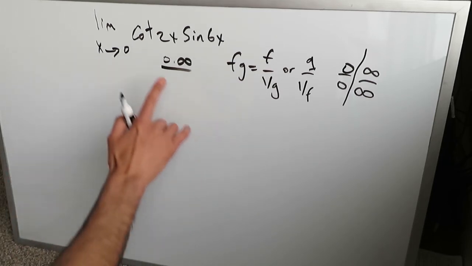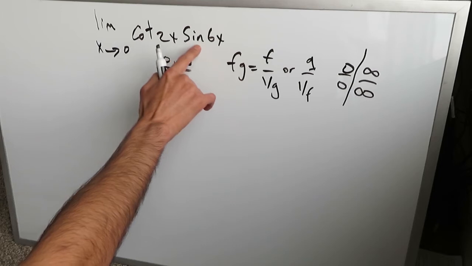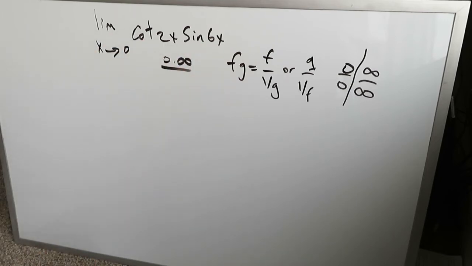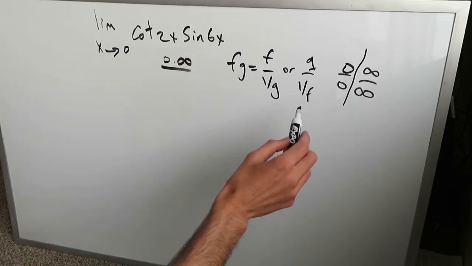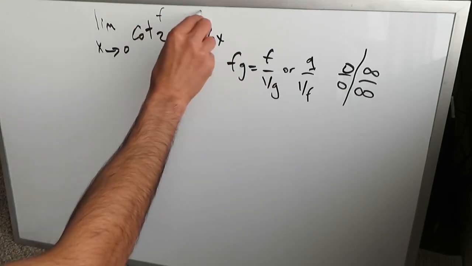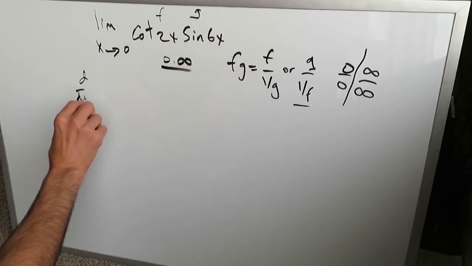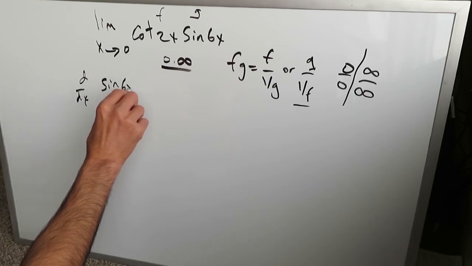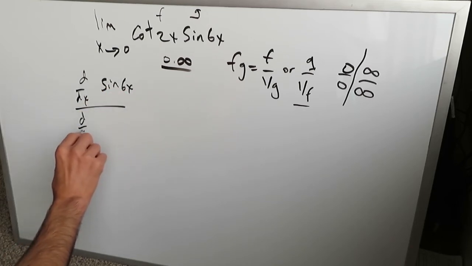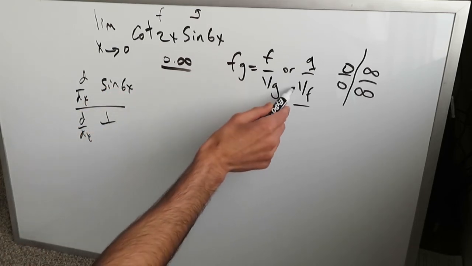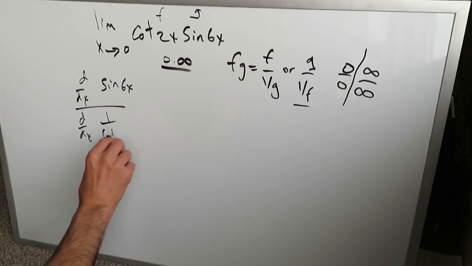And now the debate becomes, should we make this f or g, or this f or g? That's the tricky part, because if you make the wrong choice, you end up with a very difficult derivative to deal with. I'll basically keep this as my f, my g, and I'll roll with this technique. So I'm going to be doing the derivative of sine 6x in the numerator, and then the derivative of, don't forget the 1 over, cotangent 2x.